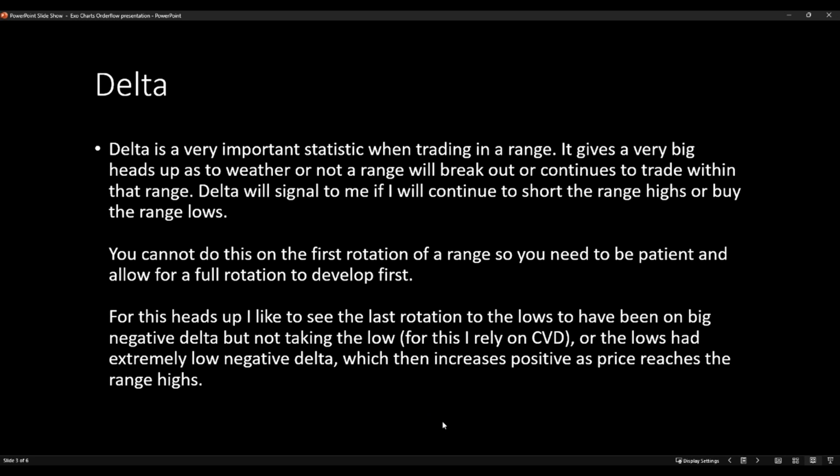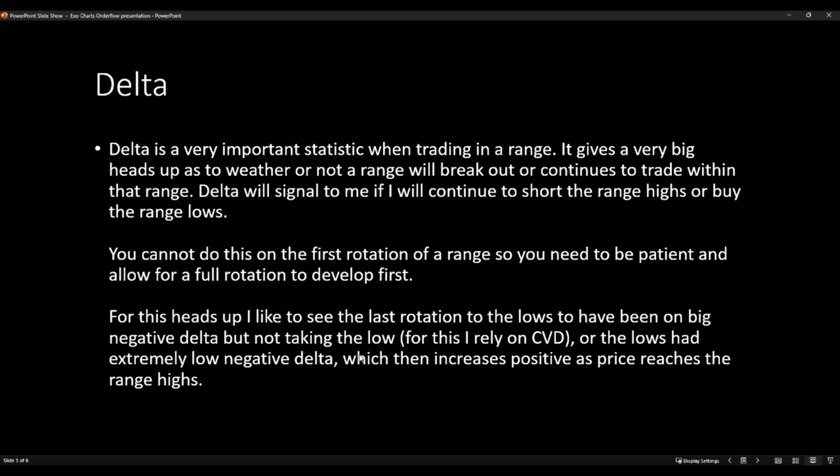So for this heads up, I like to see the last rotation to the lows to have been on negative delta, but not taking the low, and vice versa to the upside. The price is moving to the highs on increasing delta, but not taking that high. Okay, so when we see that negative delta increasing, but not taking the lows, or the lows had extremely low negative delta, so price is coming down to the lows on very low negative delta, we can kind of draw the conclusion that, okay, there's no interest in selling down here. So the likelihood of price to continue in the zone or the range is greater than price making lower lows and essentially continuing to trend down. Hope that part makes sense.